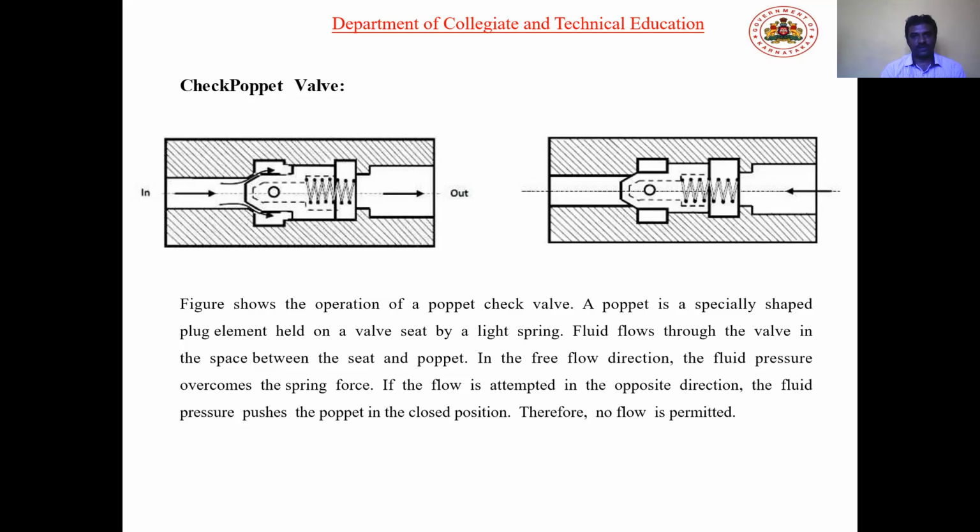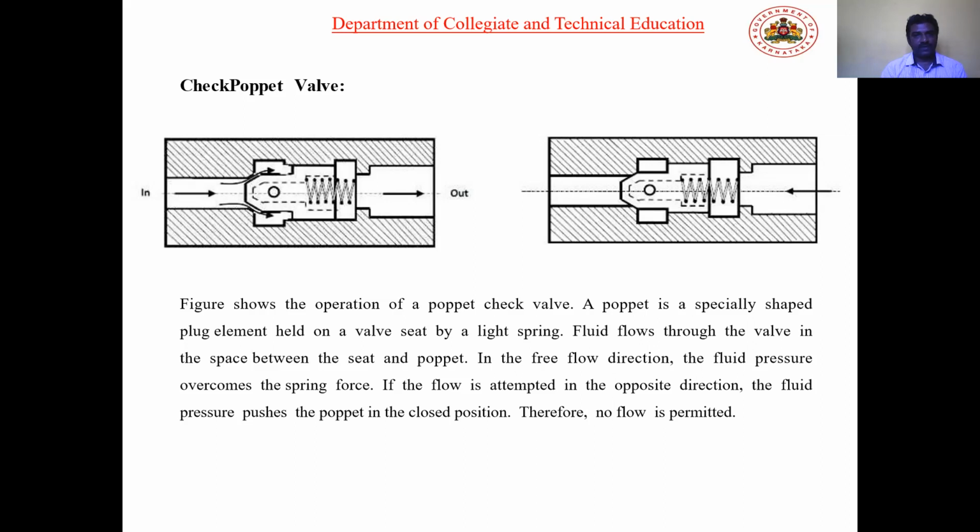So in the first figure, it is in open position. And if we attempt the flow from the opposite direction, the fluid pressure pushes the poppet into the closed position. Therefore, no flow is permitted. As the name itself indicates, the poppet type check valve allows the flow of hydraulic fluid only in one direction, that is from left to right.